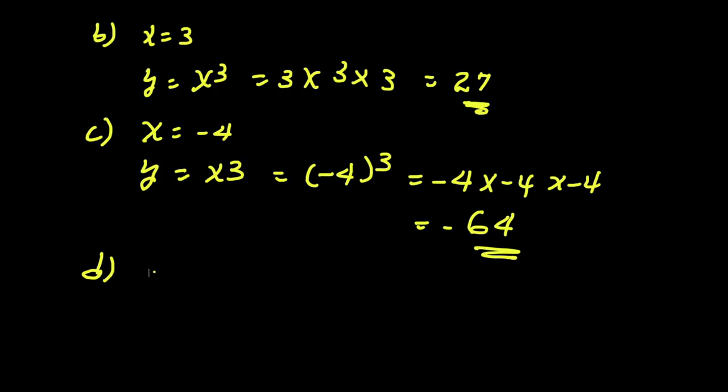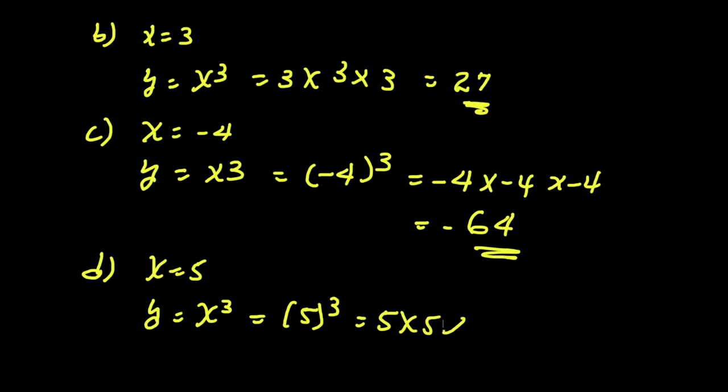d) x is equal to 5. By existence theorem መሰረት y ከምን ጋር እኩል ይሆናል? ከx cube ጋር እኩል ይሆናል። x cube ማለት 5 the whole cube, 5 times 5 times 5. 5 times 5 25, 25 times 5 125. Therefore y is equal to x cube ማለት 125 is equal to 5 cube ጋር እኩል ነው ማለት ነው። Both 125 and 5 are rational numbers.